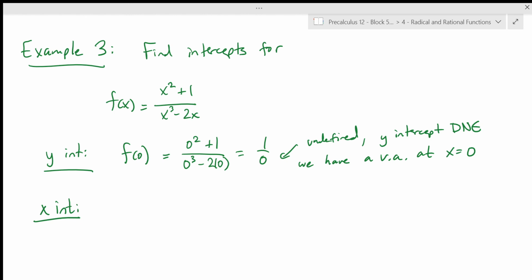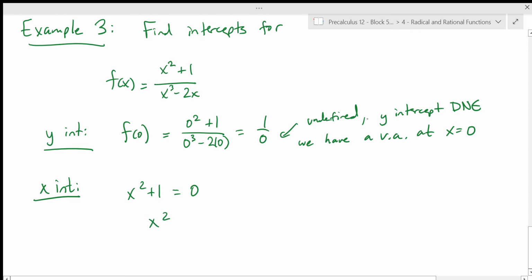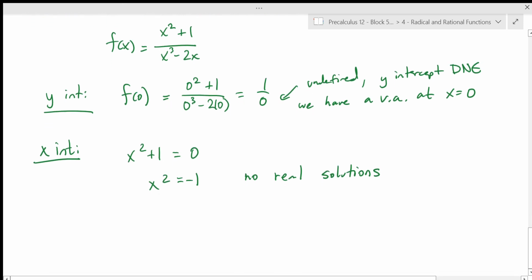Our x-intercept, well, we're going to take just the numerator and set it equal to 0. So we get x squared plus 1 equals 0. Then we're going to solve. We have x squared equals negative 1. And then there are no real solutions here. So just remember, if solving our problem requires us to divide by 0, then that is undefined. If we are trying to take the square root of a negative, we generally refer to that as no real solutions. Okay, so there are no x-intercepts.